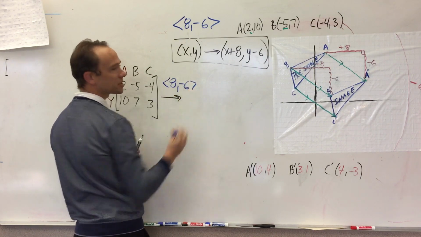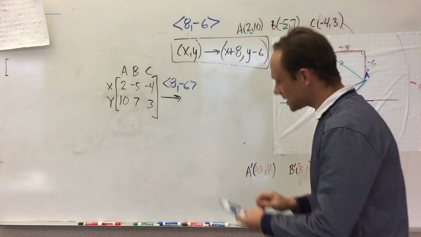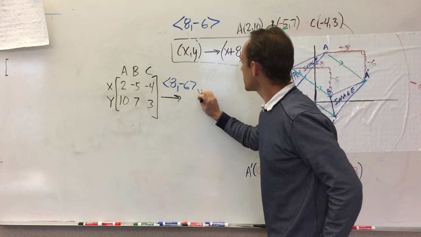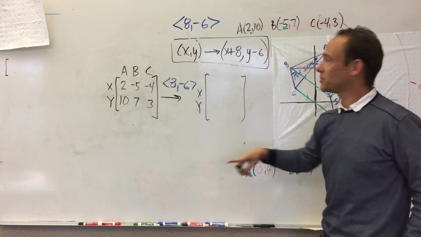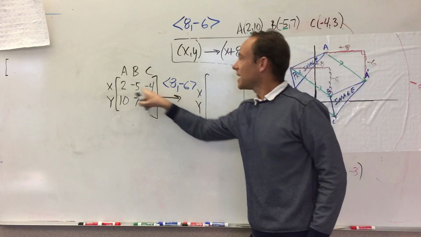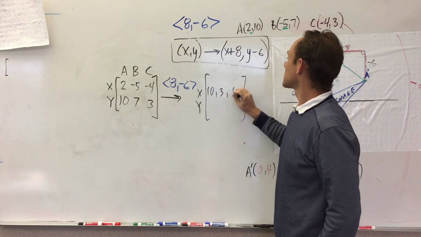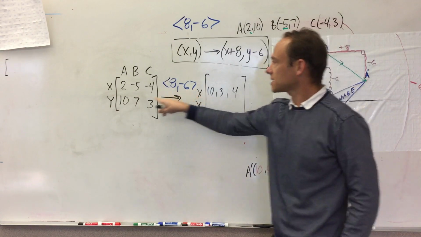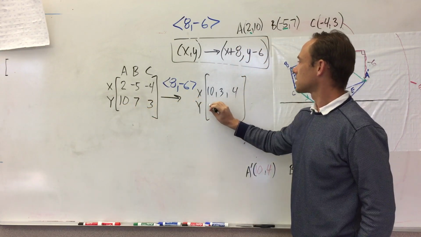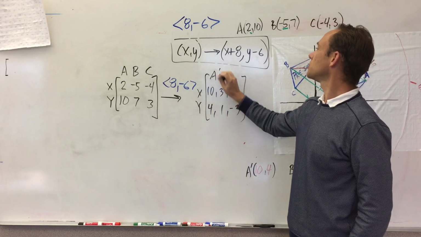All the y's are going to go down by what? 6. They're going to go down by 6. All right, so here we go. And this is why I like it, because I just do all the x's at once. So all the x's are moving over by 8. So that's going to give me 10. That's going to give me 3. And that's going to give me 4. And all the y's are going to go down by 6. So starting at 10, that's going to be 4, 1, and negative 3. And so these are your new points.